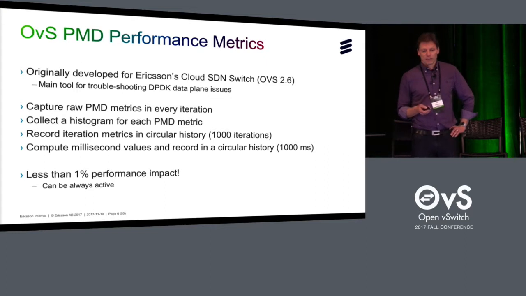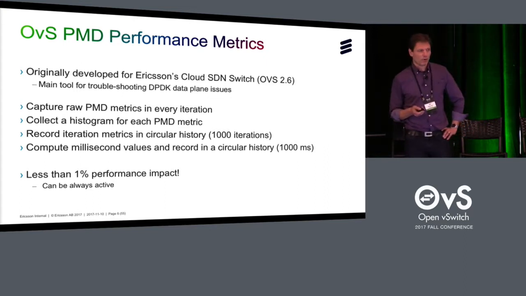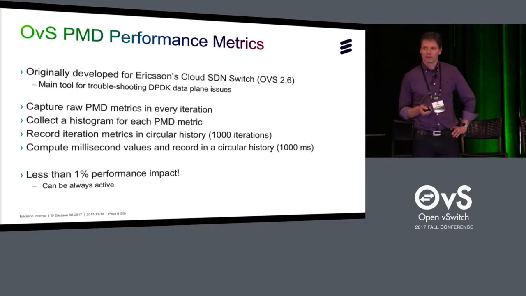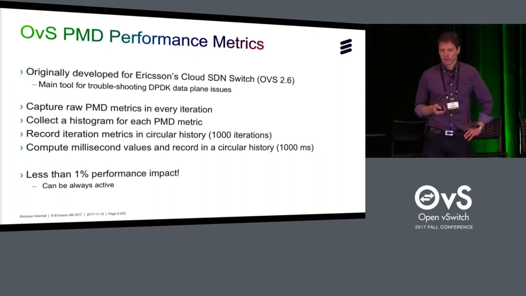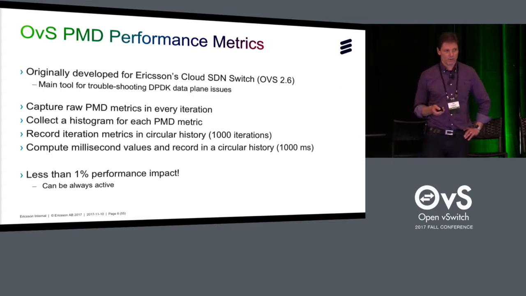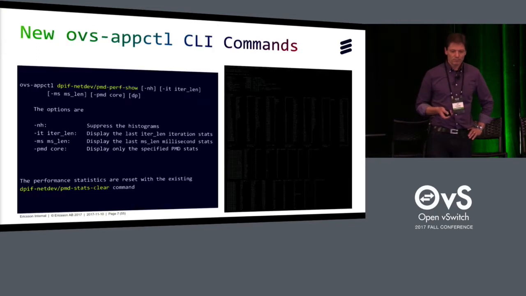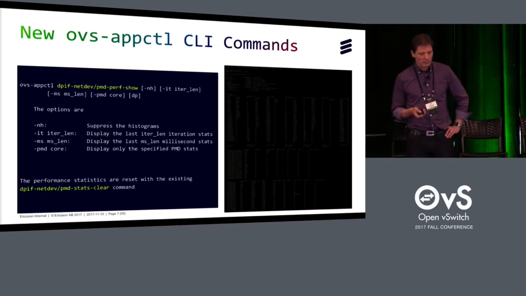And that can be done very efficiently. We have measured it's less than 1% performance impact, which means that you can have that always active. We had a conditional build option for that initially, and then said that it's not worth it. It's much more important to have it available always as an online tool without having to deploy a debug binary. Now, let me speed up a bit.